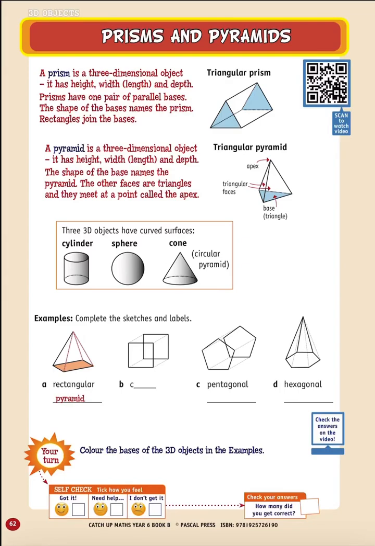Prisms and pyramids. A prism is a three-dimensional object. It has height, width or length, and depth. Prisms have one pair of parallel bases. The shape of the bases names the prism, and rectangles join the bases.